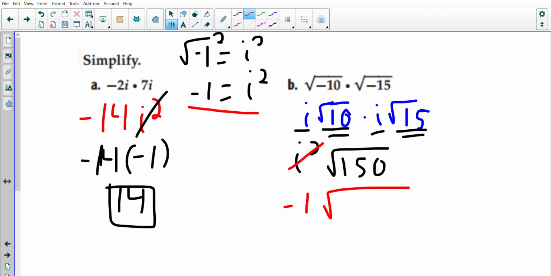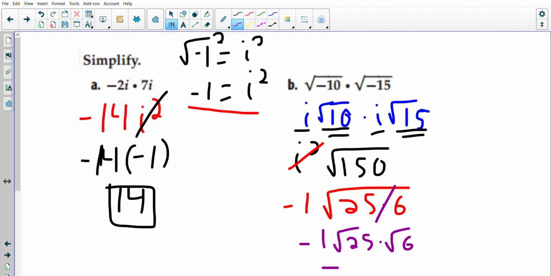I can rewrite 150 as 25 times 6. Now we're going to split that: negative 1 times the square root of 25 times the square root of 6. And then we just end up with negative 5 times the square root of 6. And there's your answer.